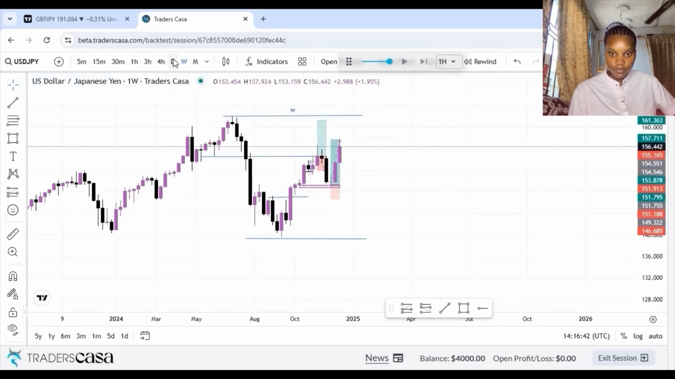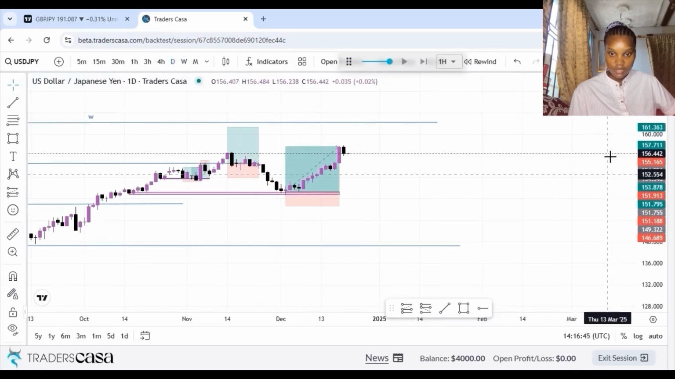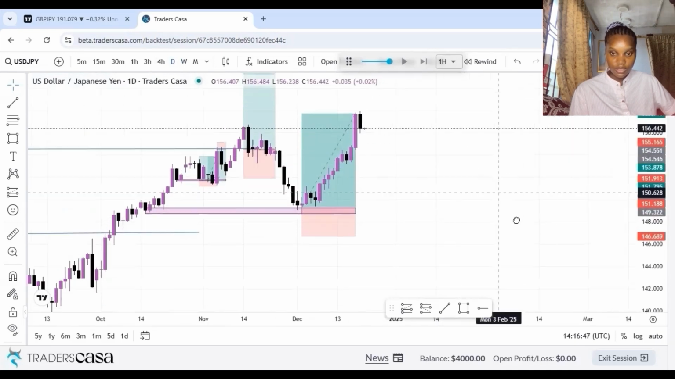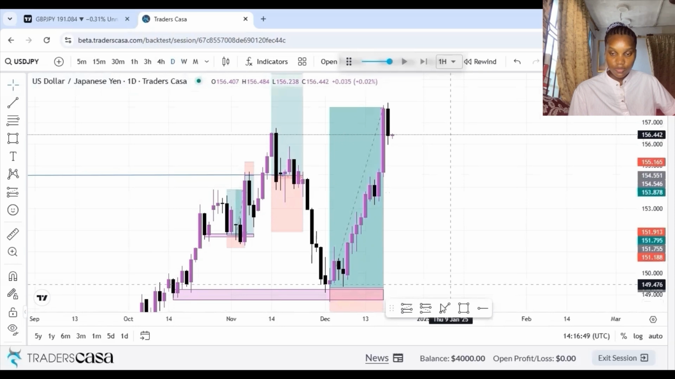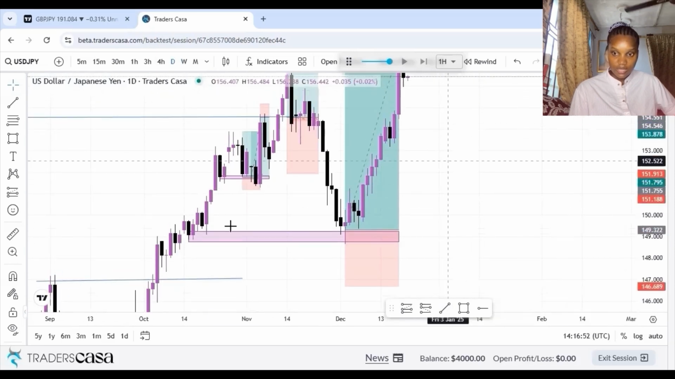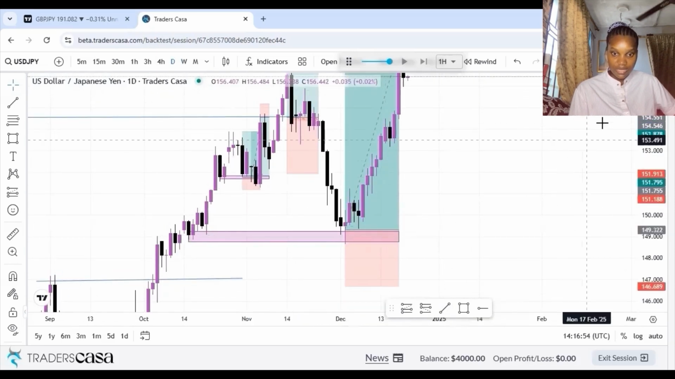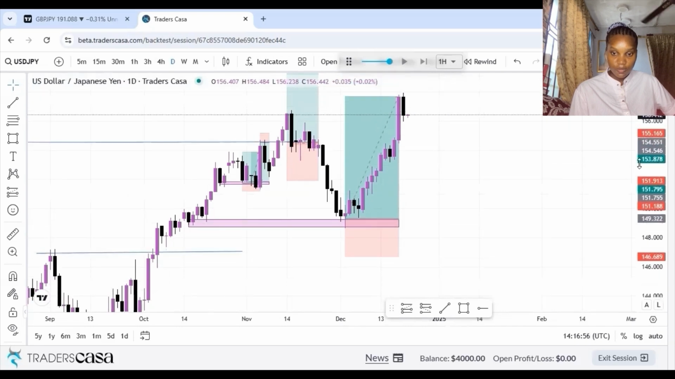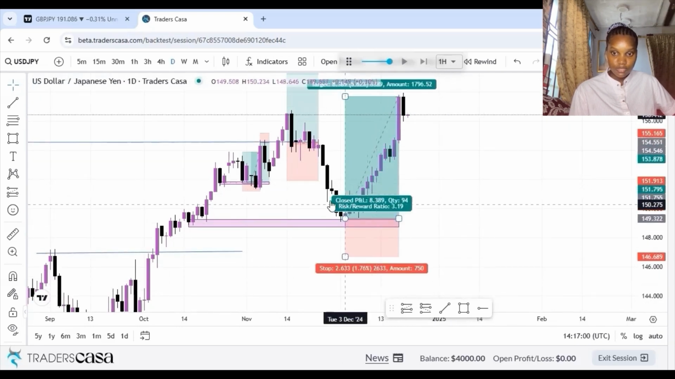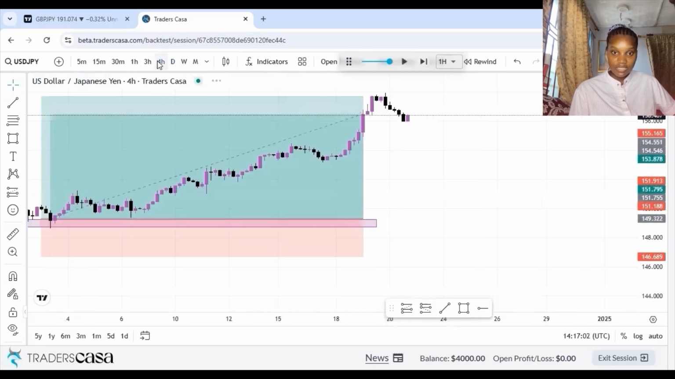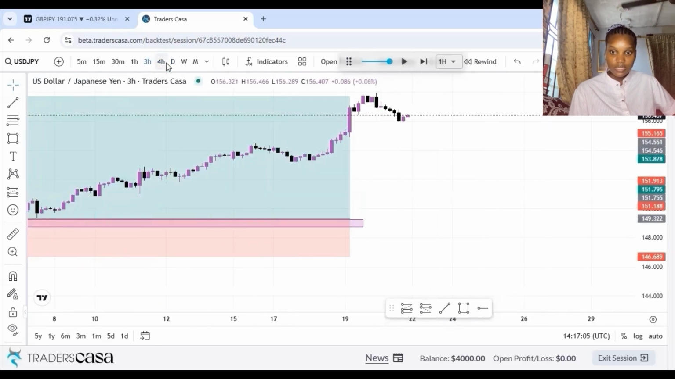If I check my daily time frame, you get to see the reason why I marked it out, and price came to react. I was saying that this time when the price had already moved past and price was not going to come back, price still came back, and still tapped us in. Then we kept on moving.